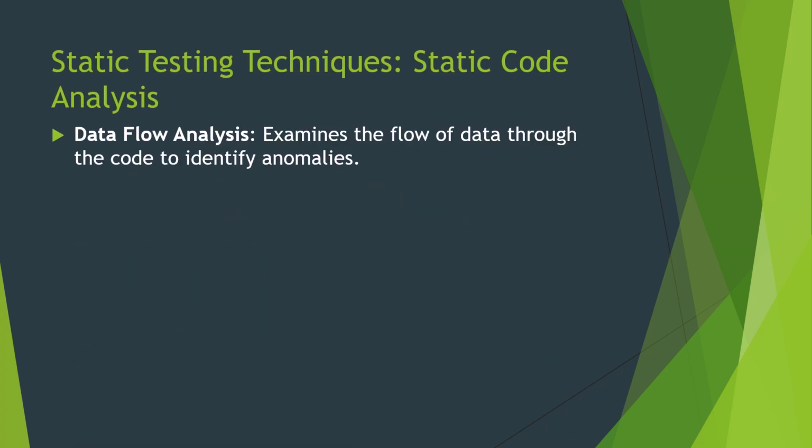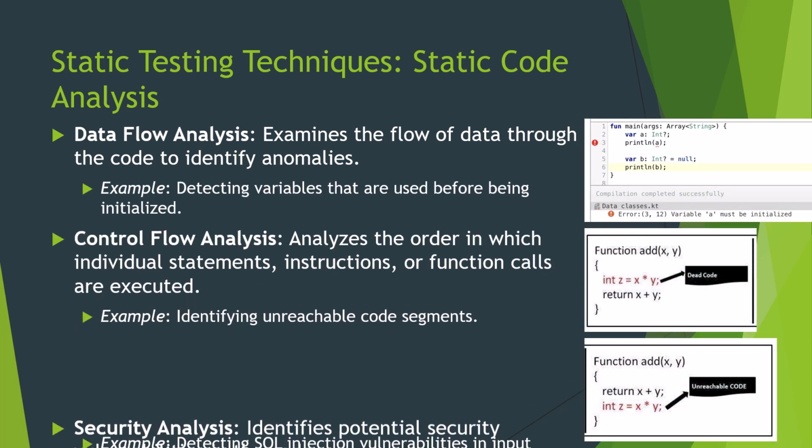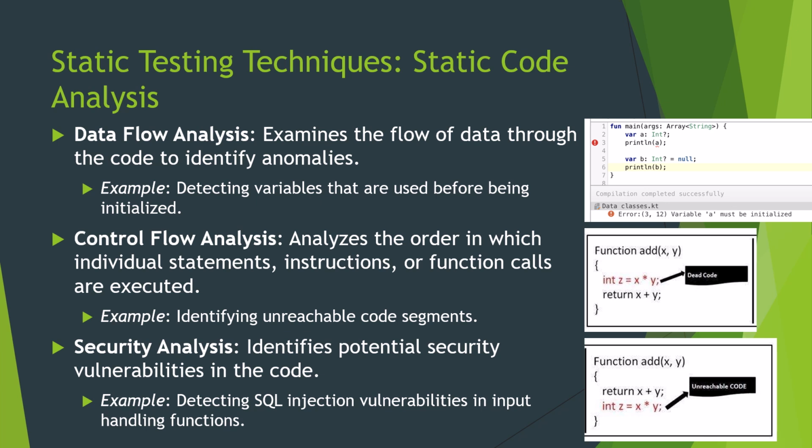And the next one is data flow analysis. Checks how data moves through the code and looks for things like uninitialized variables. And control flow analysis. It looks at how code executes and finds unreachable paths. And the last one is security analysis. Identifies weaknesses like SQL injection risks.